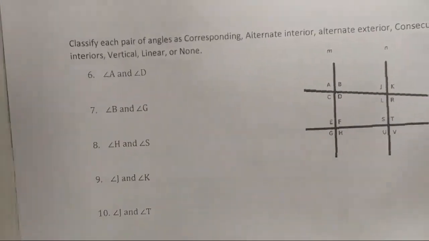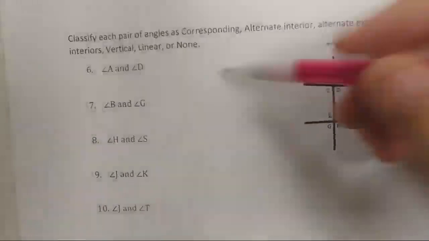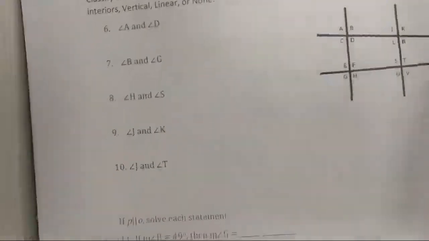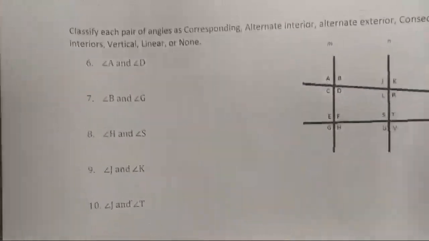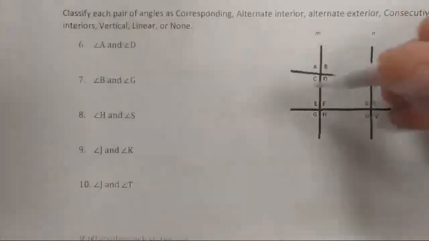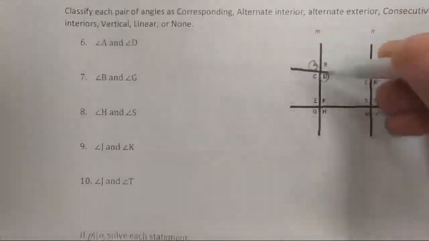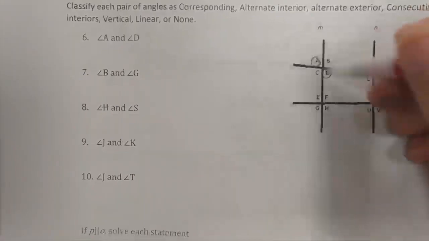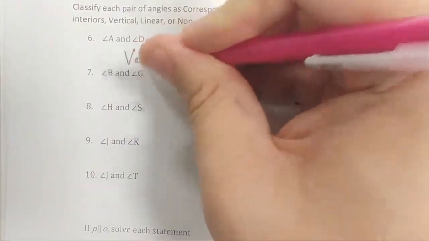Okay. Oh, so this one. We've got to name the angle pairs as corresponding, alternate interior, alternate exterior, consecutive interior, vertical, linear, or neither, none of the above, I should say. Okay. So A and D, I'm just going to circle this, A and D. Well, they're on the same cross section, and they're diagonal to each other, so that's a vertical angle right there.